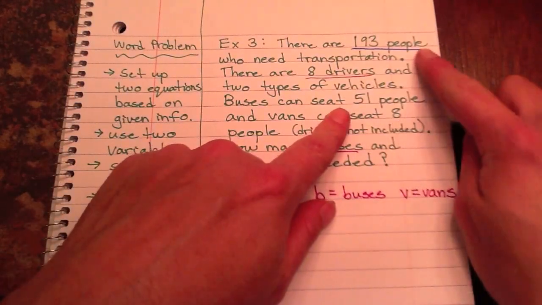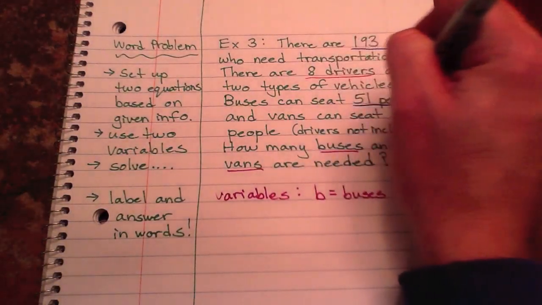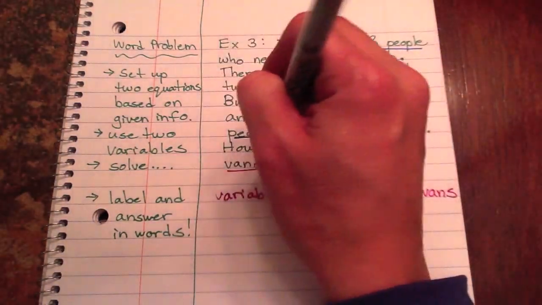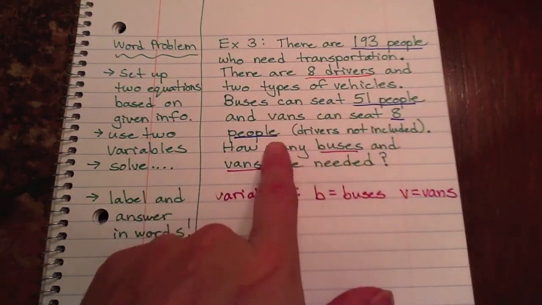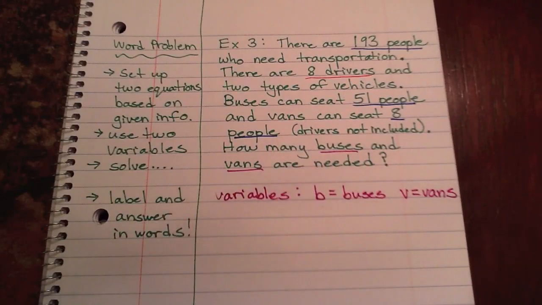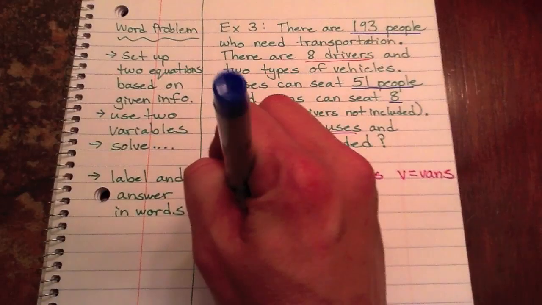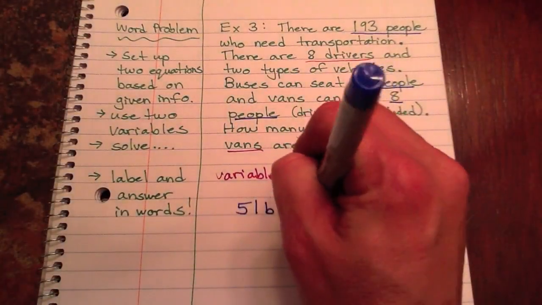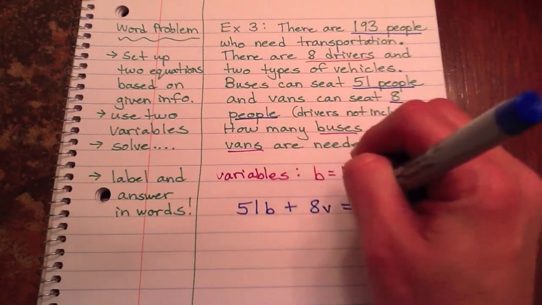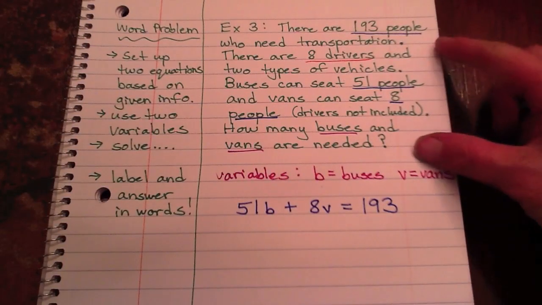That total needs to add up to 193 people. So 51 people and 8 people are important for how many per bus and how many per van. That's going to be my first equation. 51 for every bus plus 8 for every van equals 193 people. If you didn't understand that, go rewind it or go read it again and look at it.